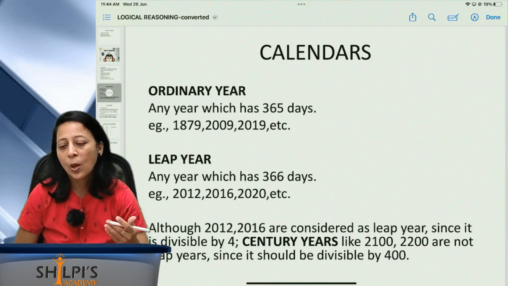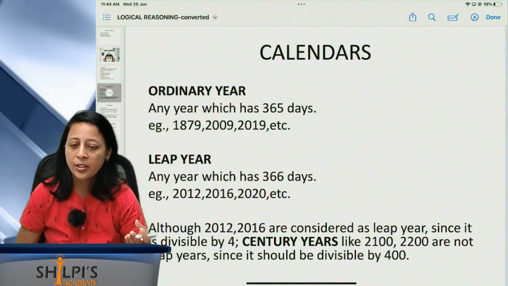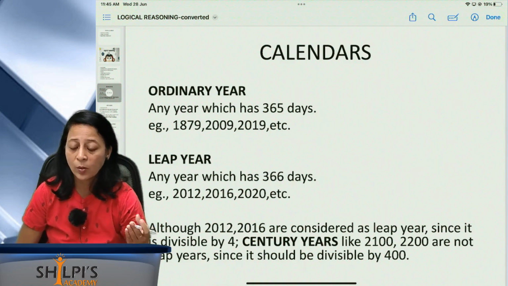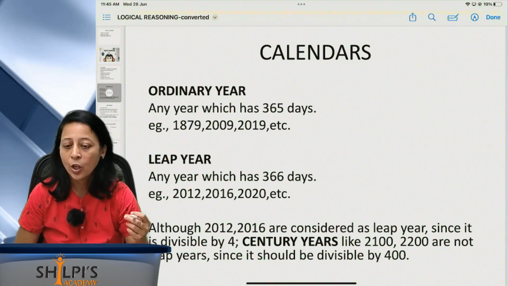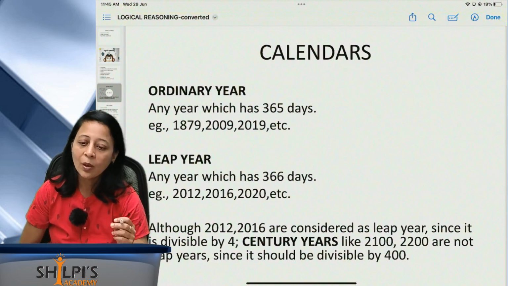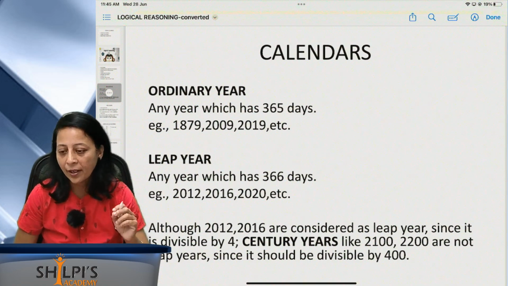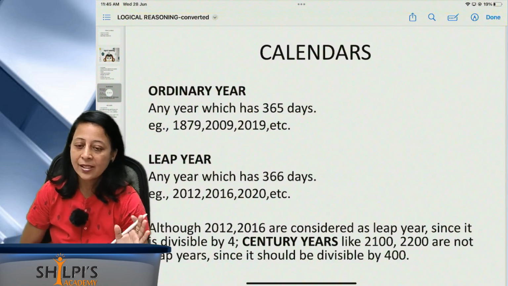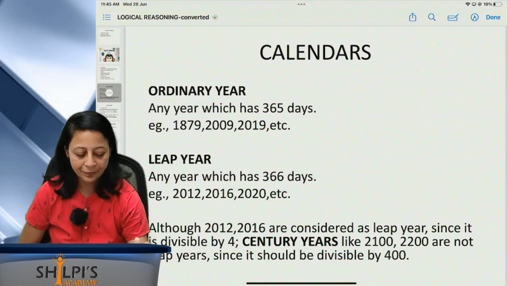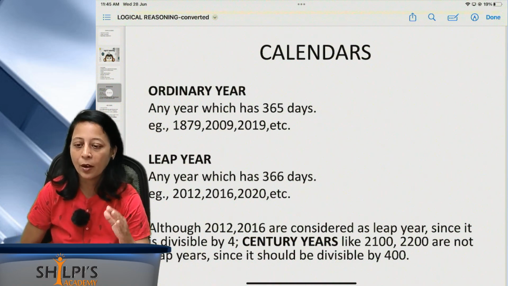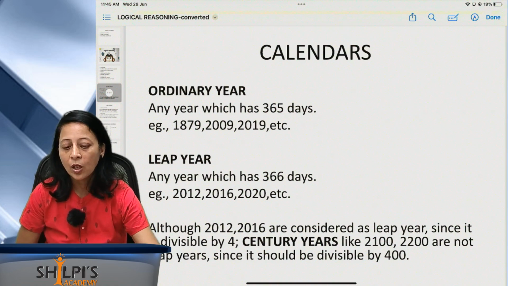I have mentioned here that an ordinary year has 365 days. You can see that 2019 divided by 4 leaves a remainder. 2009 divided by 4 leaves a remainder. So this is an ordinary year. Once you understand that, you are done with a quarter of your calendar: the difference between an ordinary year and a leap year.